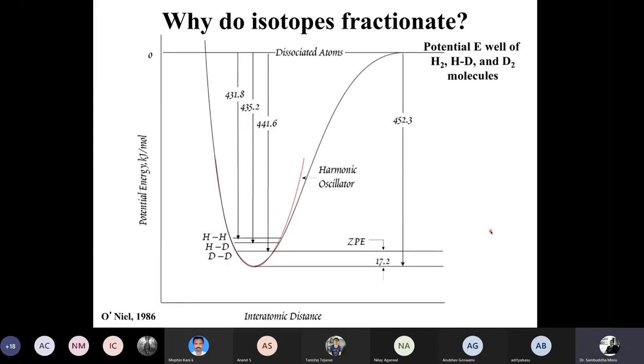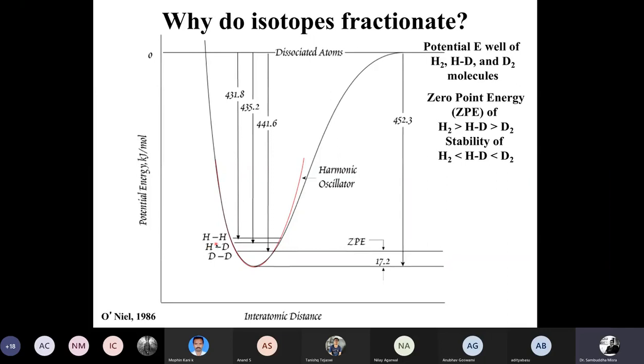Okay. Now, the question becomes, why do isotopes fractionate? So we are looking at an energy potential well. Okay. And on this side, we have interatomic distances. We are considering three different molecules of hydrogen and deuterium combination, H2, HD, and D2. This line denotes my zero-point energy. And we know that the zero-point energy of deuterium is lower than the deuterium-hydrogen and the hydrogen.